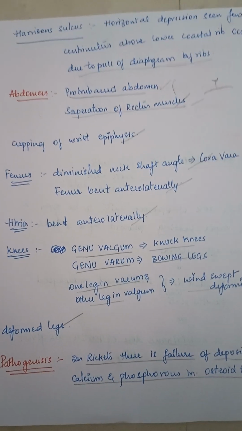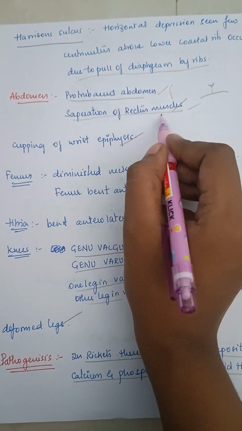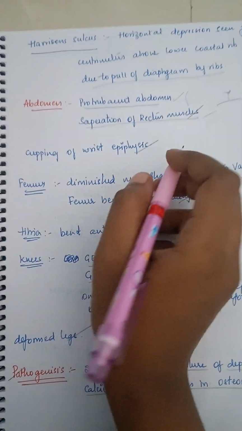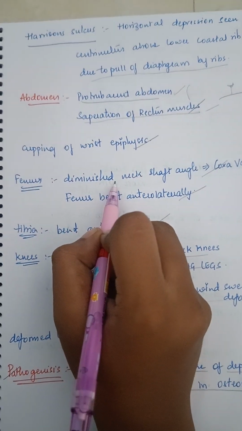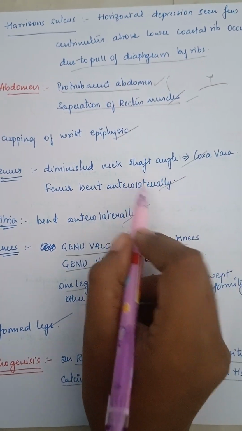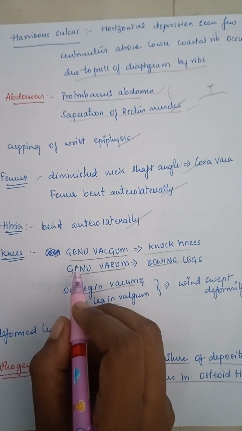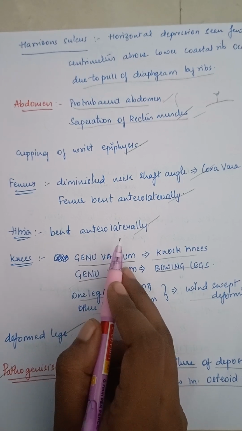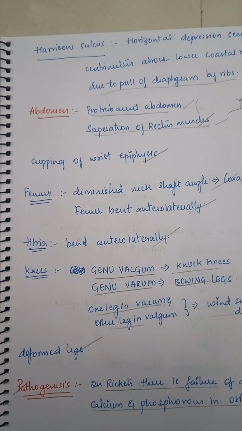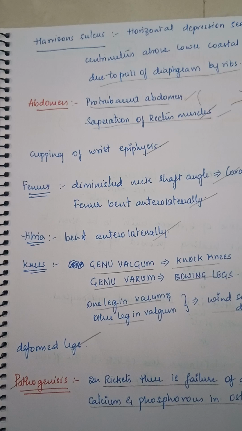Next comes the abdomen. In the abdomen, the patient might present with a protuberant abdomen, separation of the rectus muscle. Then comes bones. In bones, you can see cupping at the wrist epiphysis. In the femur, as I already told you, you can see coxa vara, diminished neck shaft angle of the femur. The femur is bent anterolaterally. Coming to the tibia, the tibia is also bent anterolaterally. In the knees, you can see that both knees undergo either genu valgum or genu varum.